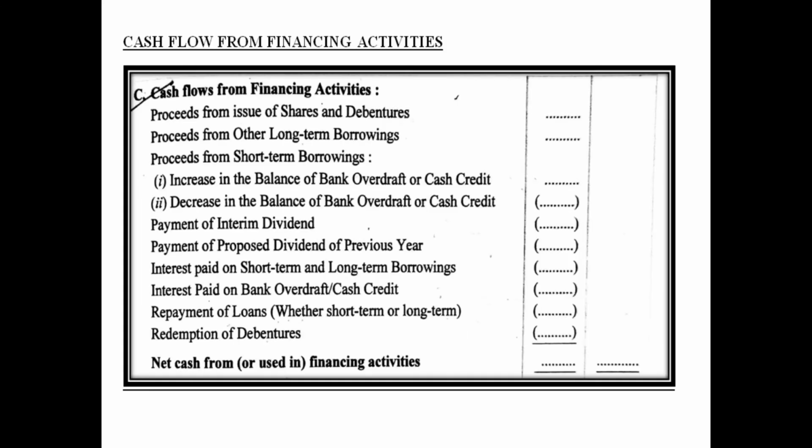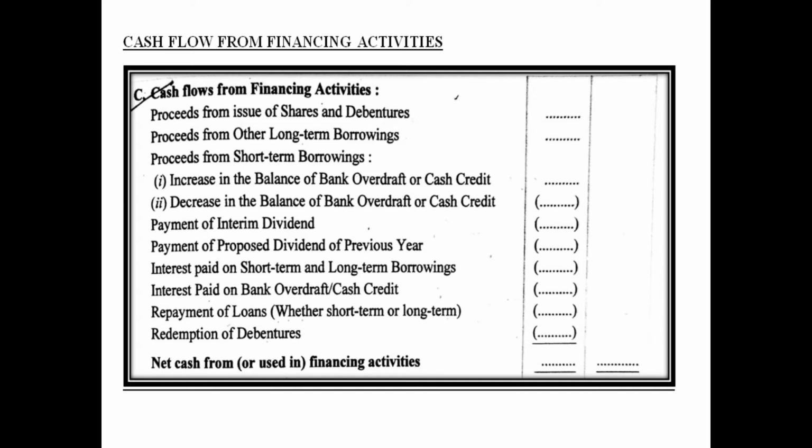In the previous videos, we have done how to calculate cash flow from operating and investing activities, and in this we are going to study how to calculate cash flow from financing activities. So the format which is given here is the format of financing activity, the C point. Cash flows from financing activities.